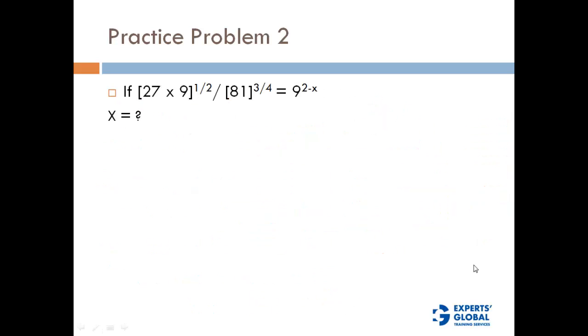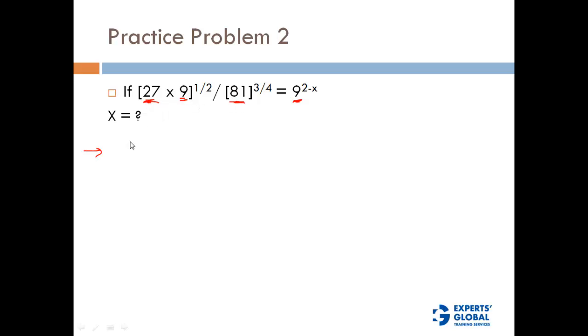Let's look at this problem. Please pause the video and see if you can solve this. If 27 into 9 raised to half divided by 81 raised to 3 by 4 is equal to 9 raised to 2 minus x, what is x? See, the concept here is that all these need to be expressed as a power of a basic number, of a prime number.